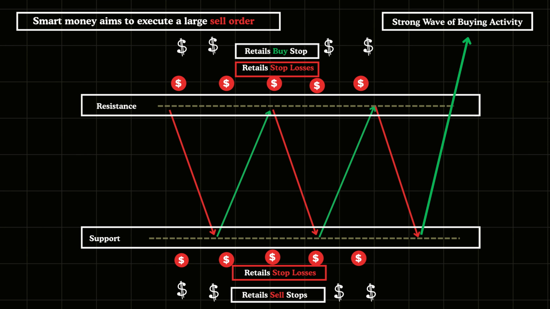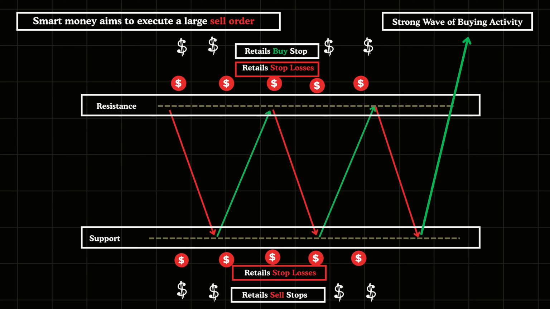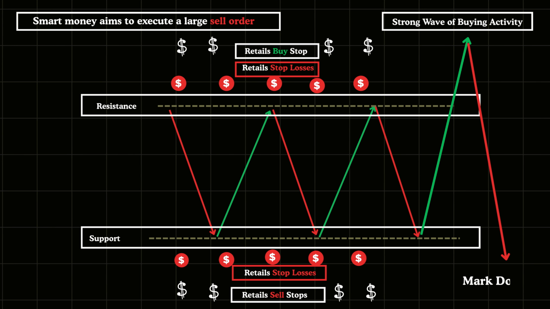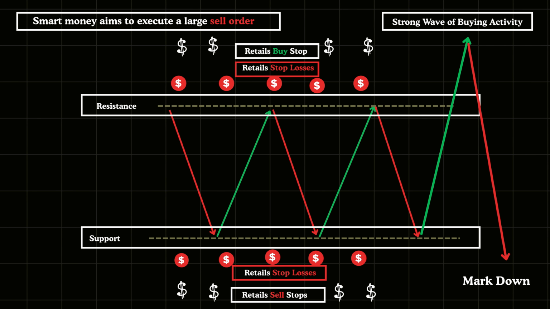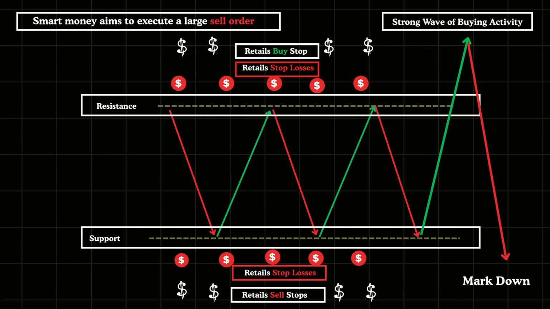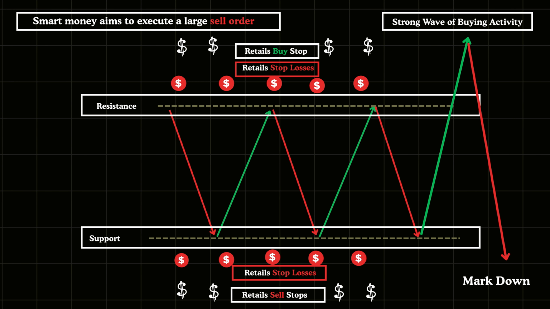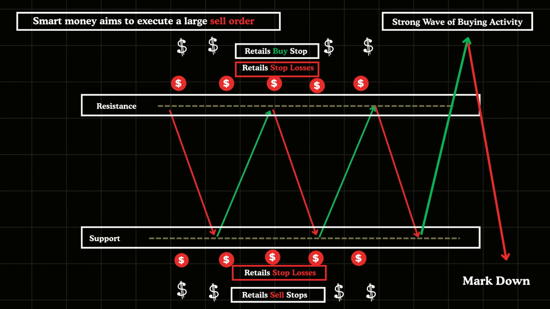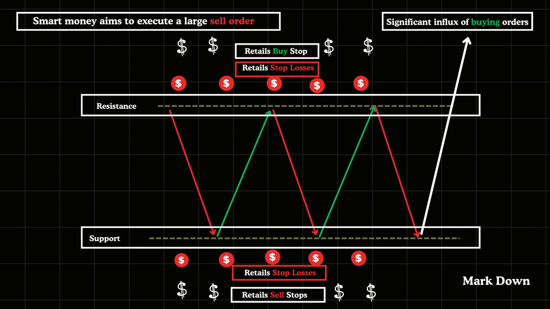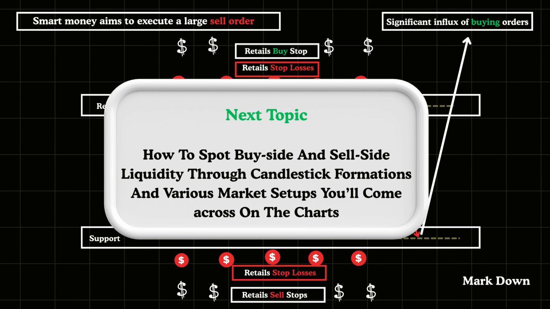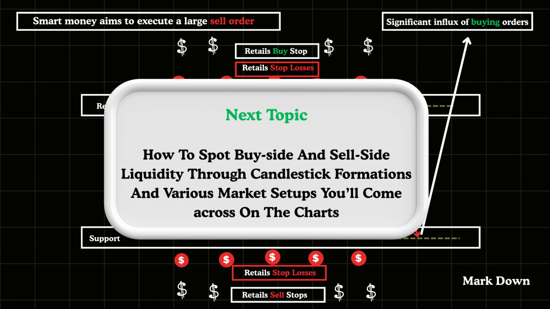By manufacturing a surge in buy orders, smart money injects their large-scale sell positions into the market. This results in a transition into the markdown phase, with price beginning to decline as their sell pressure overwhelms the temporary bullish sentiment. This example clearly demonstrates how smart money exploits buy-side liquidity and how it affects market direction. The same principle applies in reverse for sell-side liquidity. Now let's move on to the next section and learn how to spot buy-side and sell-side liquidity through candlestick formations and various market setups you'll come across on the charts.